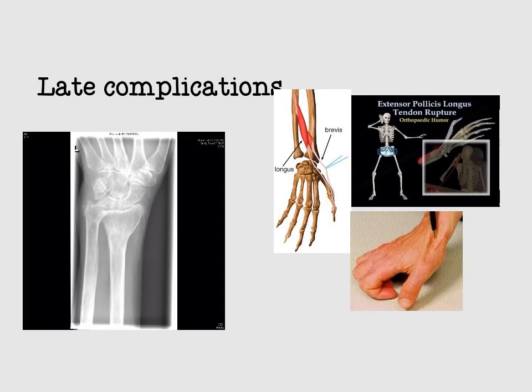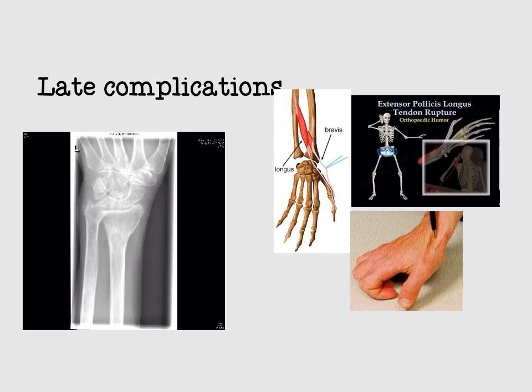As usual in fractures, late complications include, in the first place, malunion or nonunion. Another late complication is extensor pollicis longus rupture: rupture of the extensor pollicis longus muscle and tendon, causing a problem in extending the thumb. The thumb is not extended anymore.